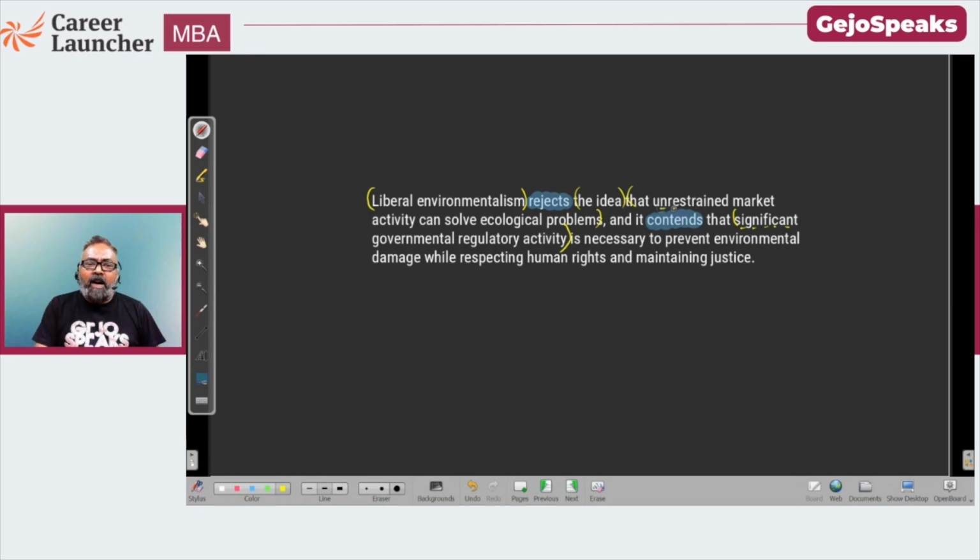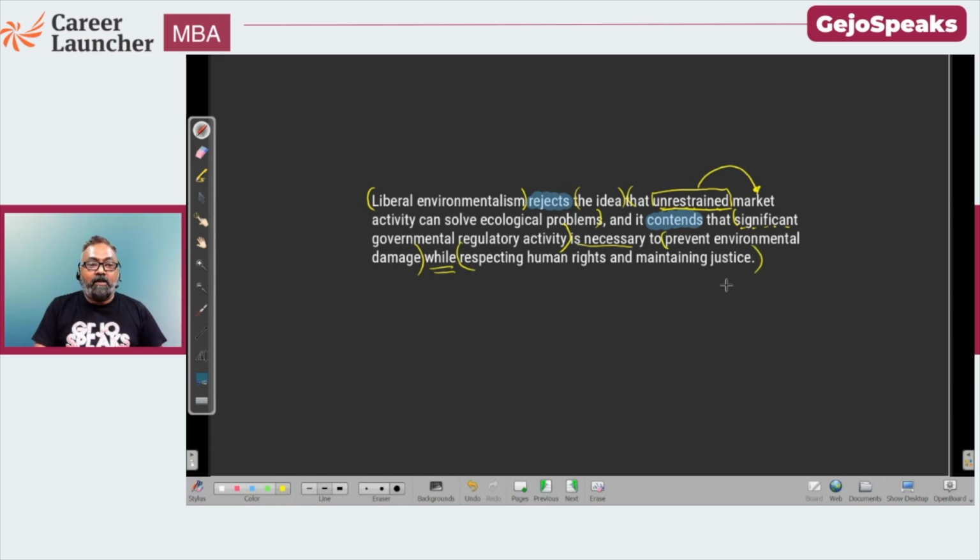So for example, unrestrained market. Look at this word, it is giving some flavor to this, right? That's what it is. Market activity. What kind of market activity? You've got unrestrained. Oh, great. Market activity can solve ecological problems, and contend that significant governmental activity is necessary to prevent environmental damage, while respecting human rights and maintaining justice.